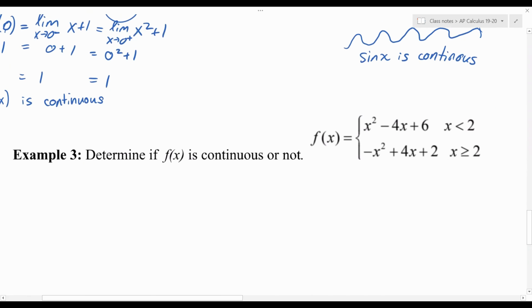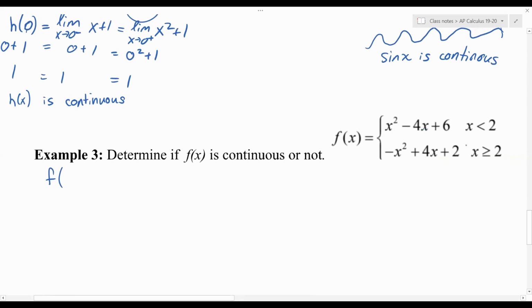Let's determine if this function is continuous or not. So we have to use all 3 parts of our definition. The function exists, so we need to find f of some value. Well, we have here a polynomial and another polynomial. So these polynomials are always continuous. So the only point we have to check is 2.